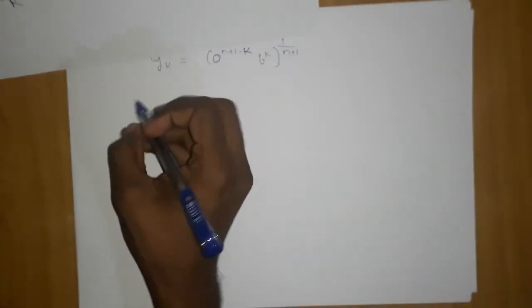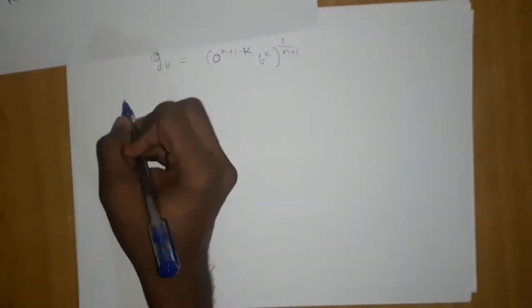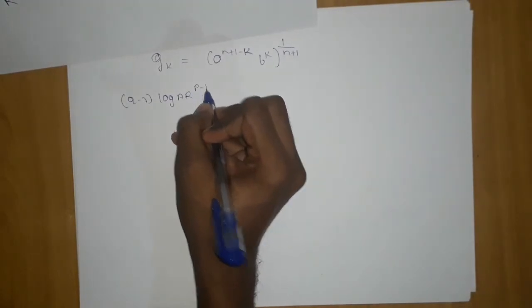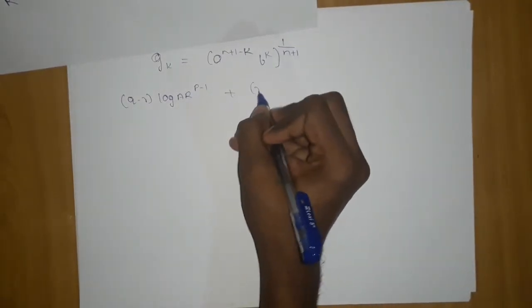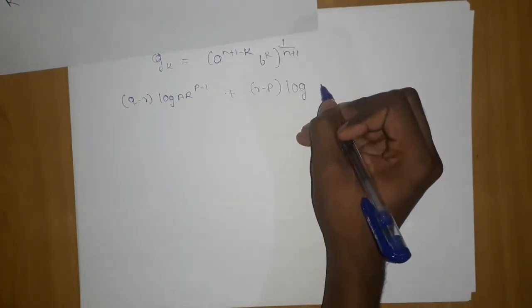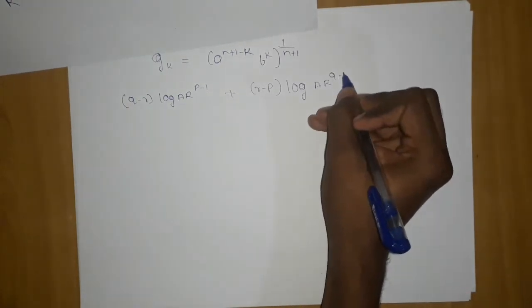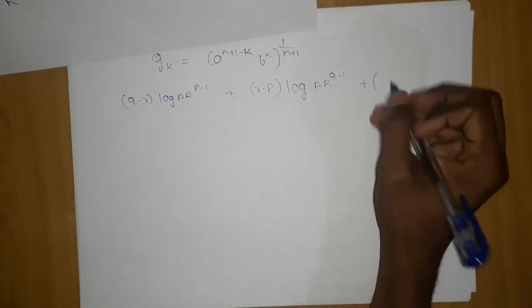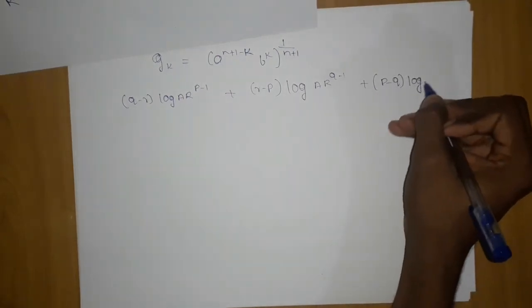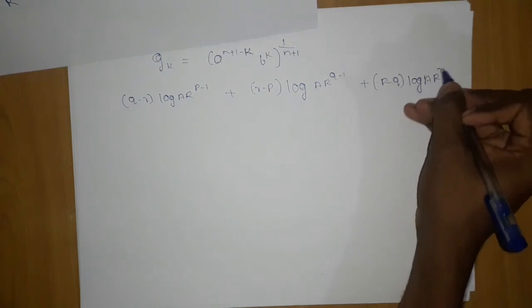Let me take the next page. What we have: q minus r into log a r power p minus 1. Instead of a, I will replace it by this. Similarly, r minus p into log b, what I have is a r power q minus 1, and in log c, what I have is p minus q into log a r power r minus 1.